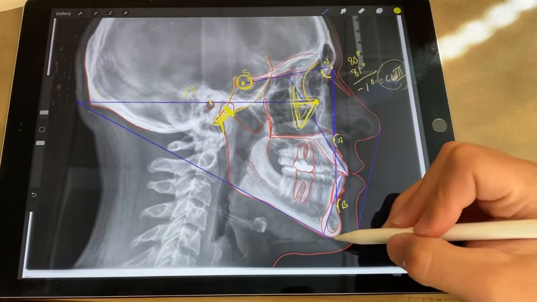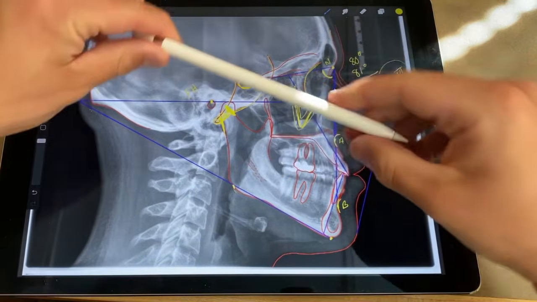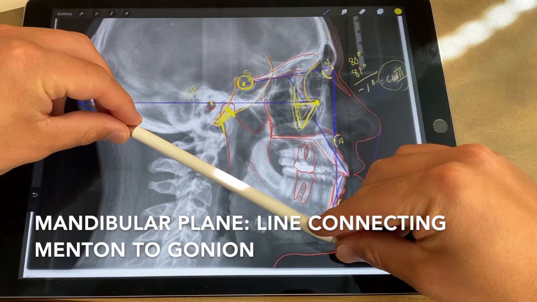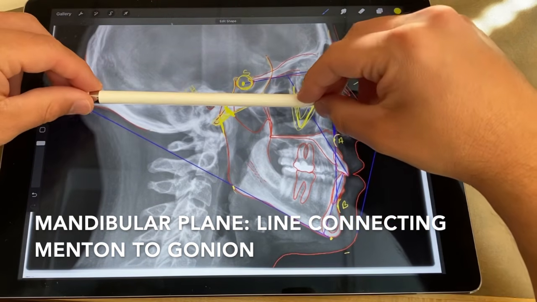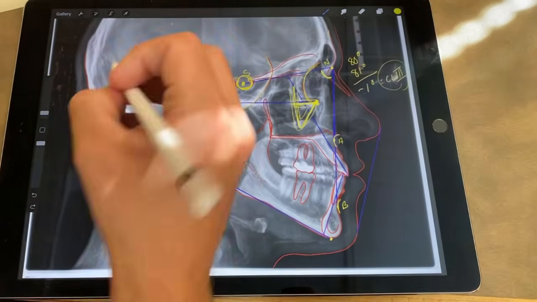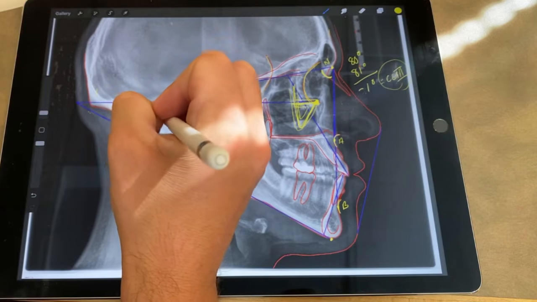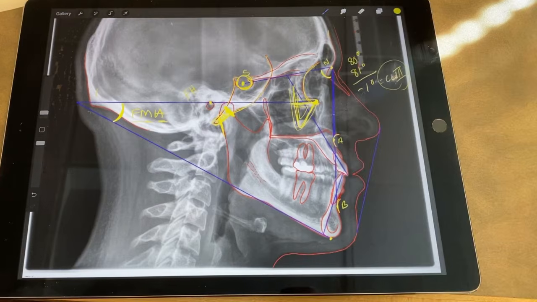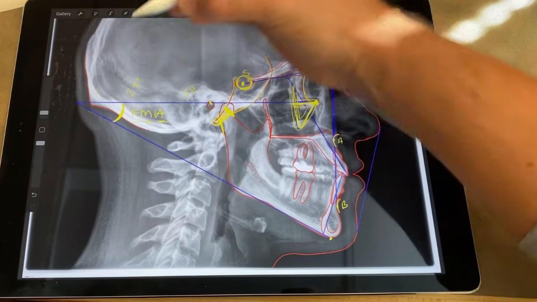Now from menton, right here, all the way up to gonion there, we can draw that line. That's the mandibular plane, right? And this is Frankfurt. So this angle right here is called the FMA, which is the Frankfurt to mandibular plane angle. What is that number? Well, for me, I happen to know it's about 29 degrees.